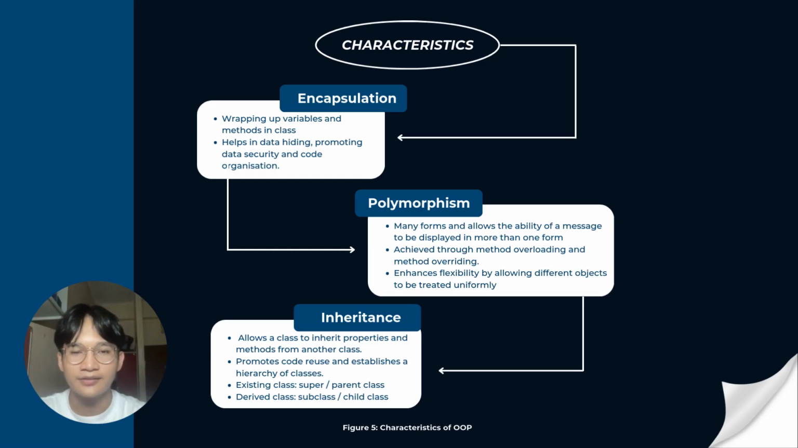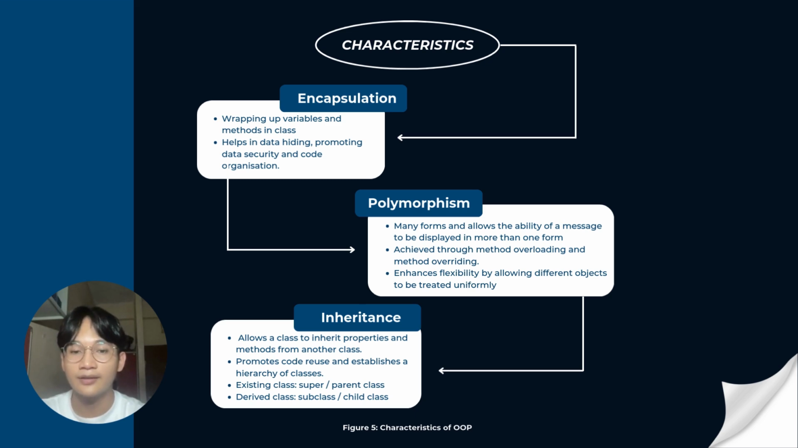There are three main characteristics of OOP, which are encapsulation, polymorphism, and inheritance. For the first one, encapsulation, it is wrapping up variables and methods in classes. Encapsulation helps us in data hiding, promoting data security, and code organization. The second one is polymorphism. Polymorphism literally means many forms, and it is the ability of a message to be displayed in more than one form. Polymorphism can be achieved through two methods, which are method overloading and method overriding. It also enhances flexibility by allowing different objects to be treated uniformly.